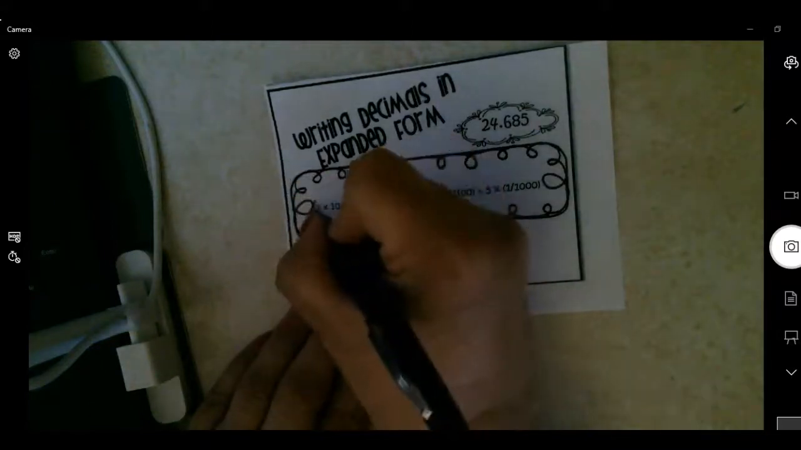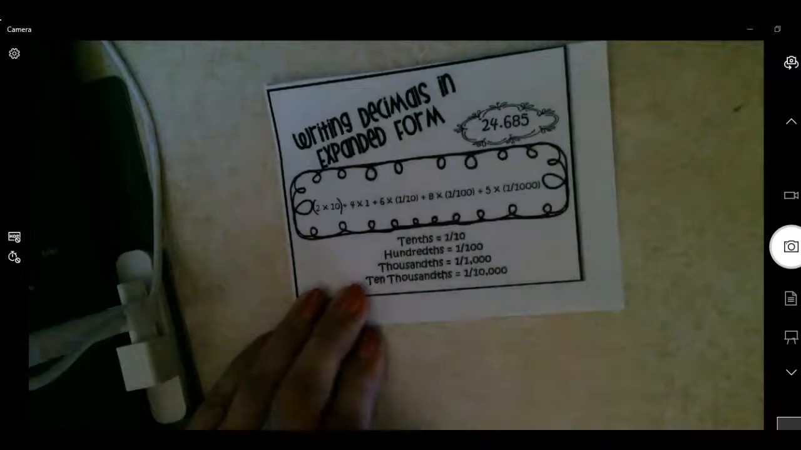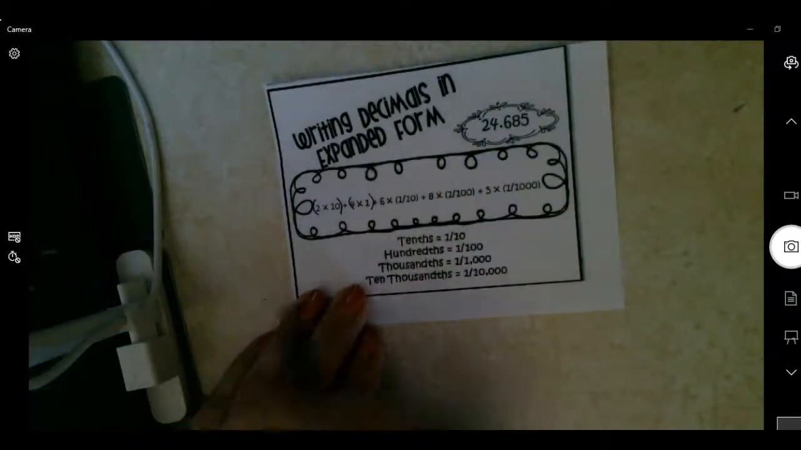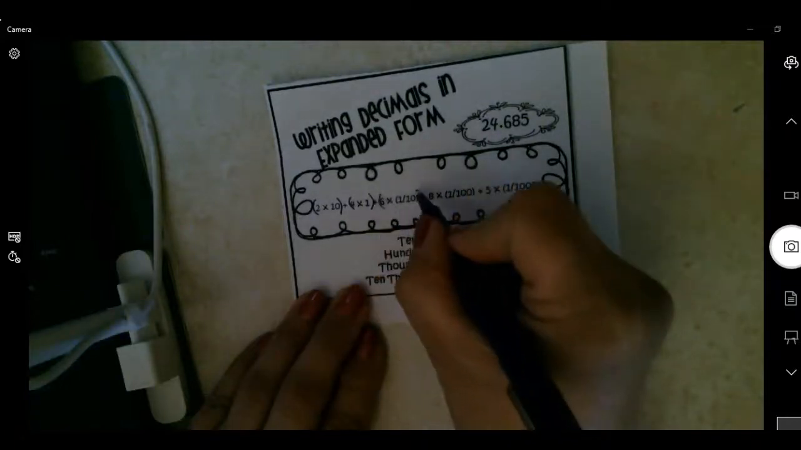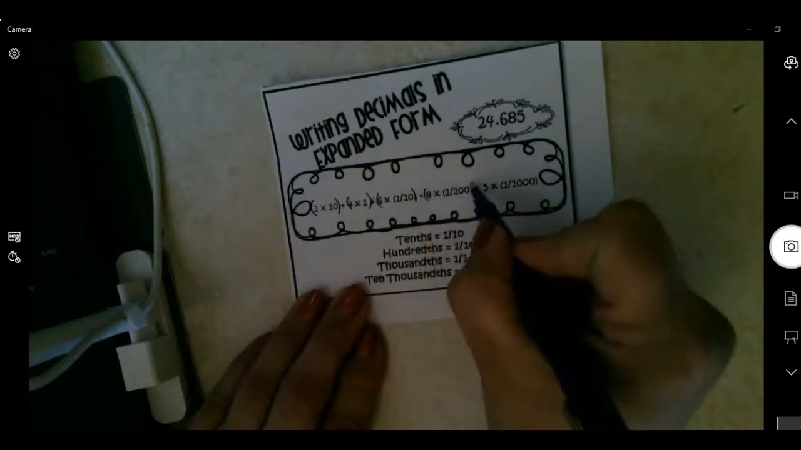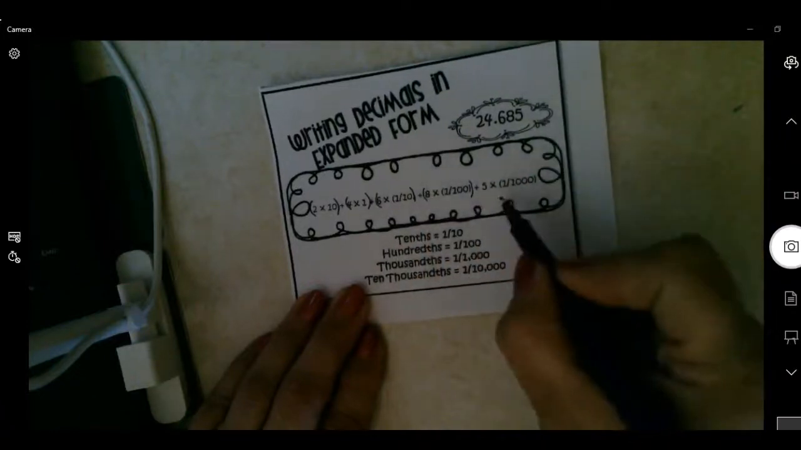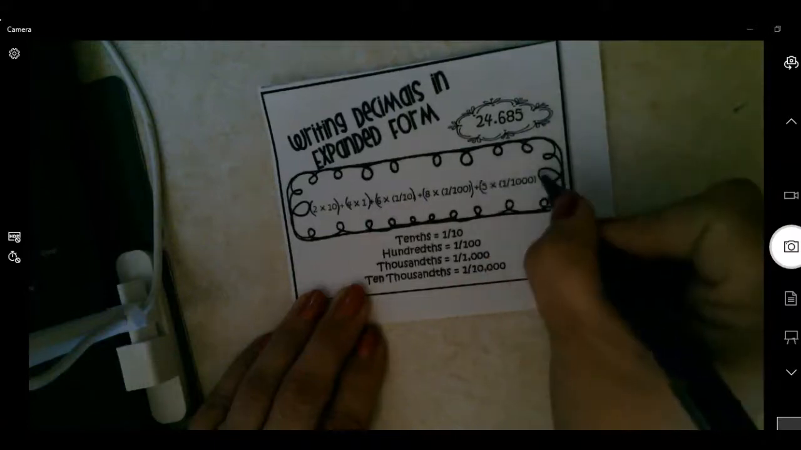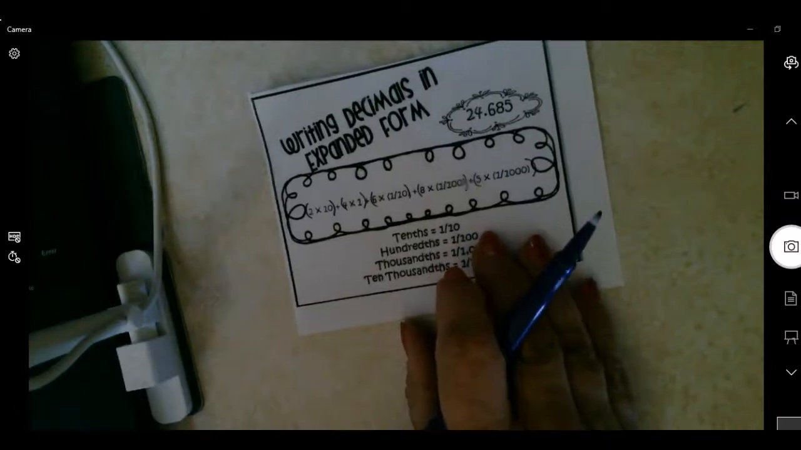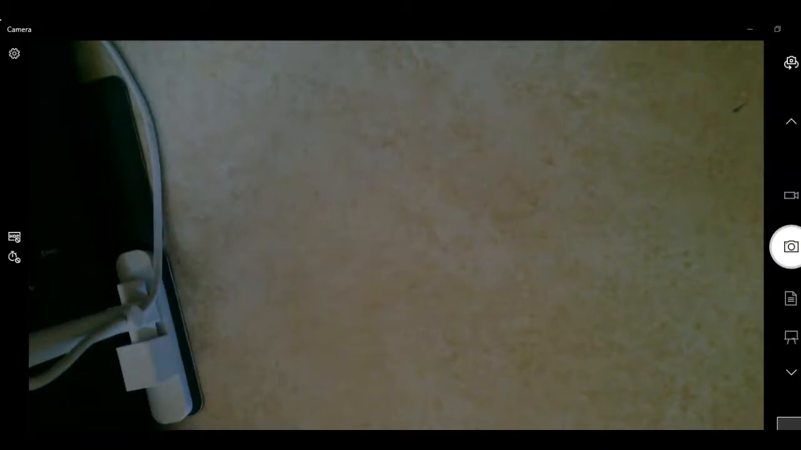And what I like to do is to put parentheses around each place value to kind of keep it separated. Plus 4 times 1, plus 6 times 1/10, plus 8 times 1/100th, plus 5 times 1/1,000th. And that is how you would write a decimal in expanded form. So let's practice some together before you start some on your own.